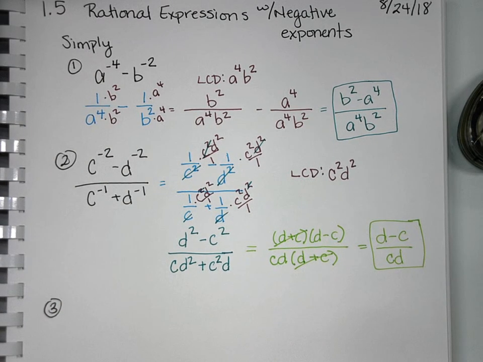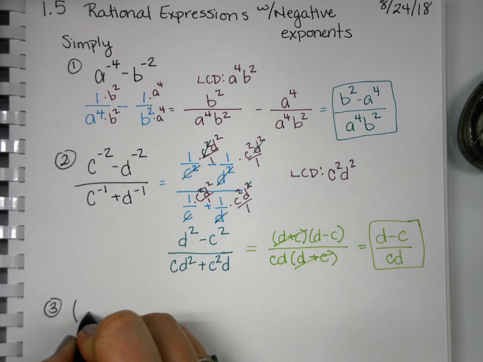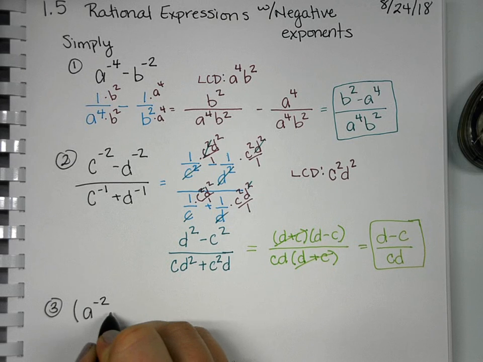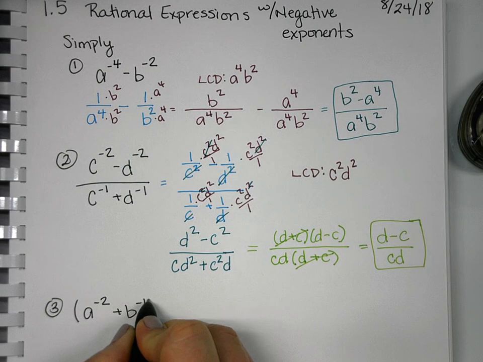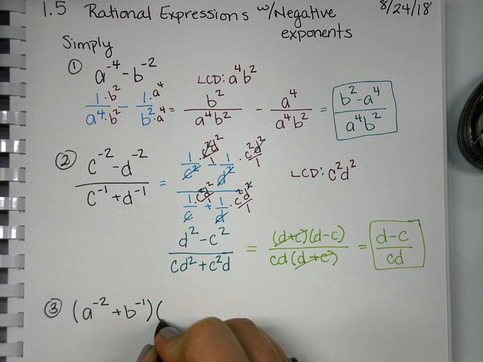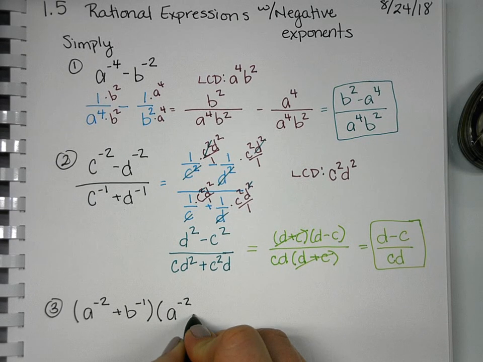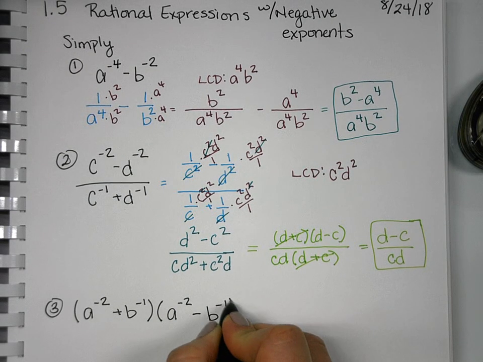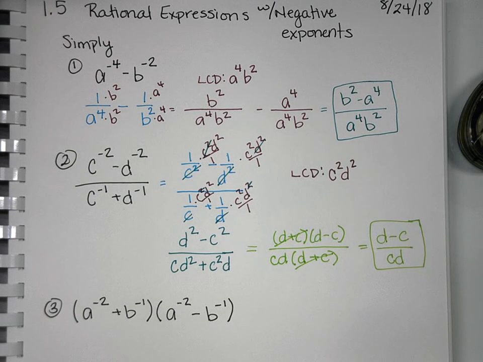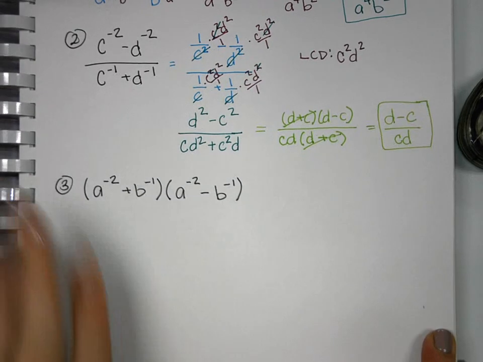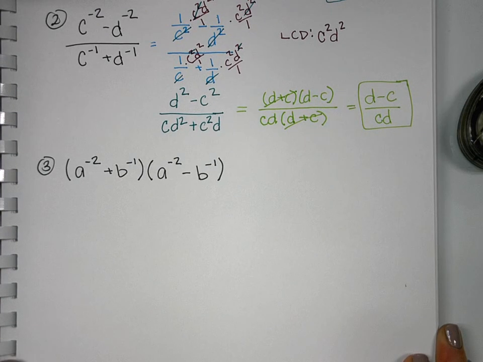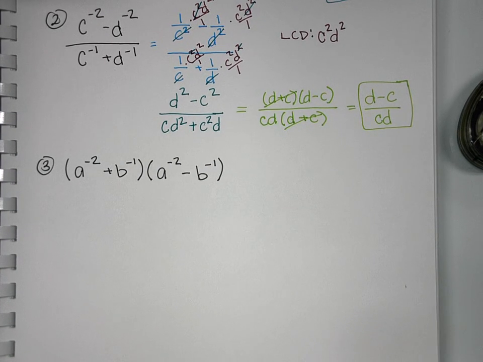Okay, so let's do another one. A to the negative 2 plus b to the negative 1 times a to the negative 2 minus b to the negative 1. Let's move this up. Okay, so when I look at this, I see two ways that we can do it.